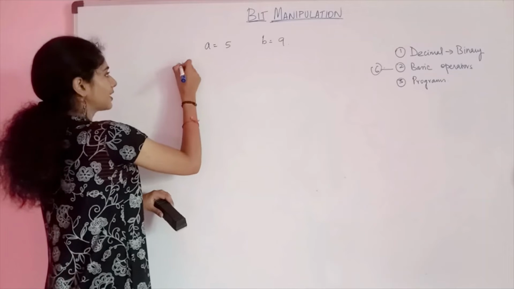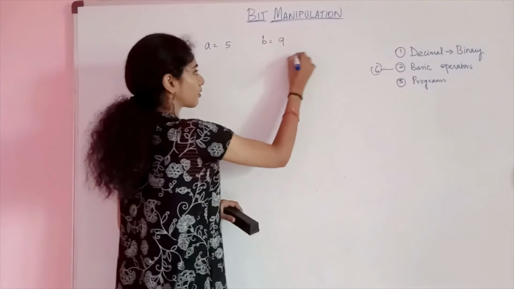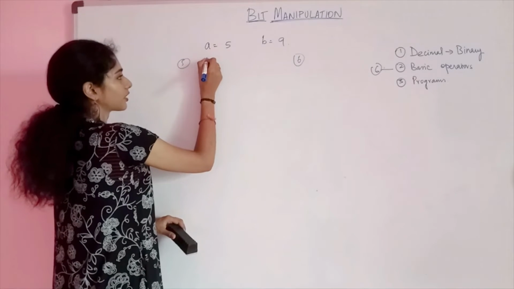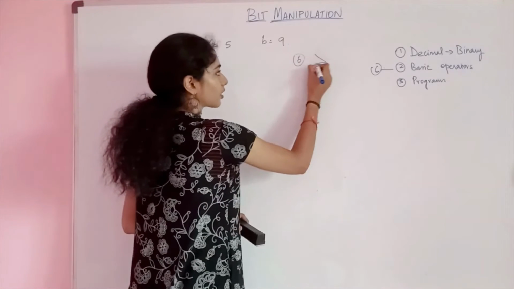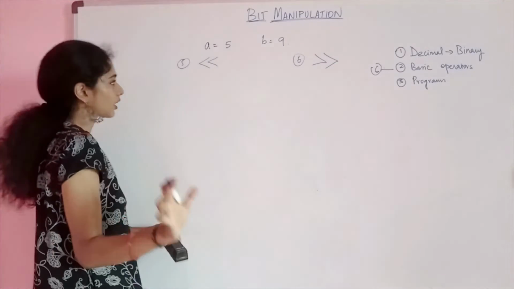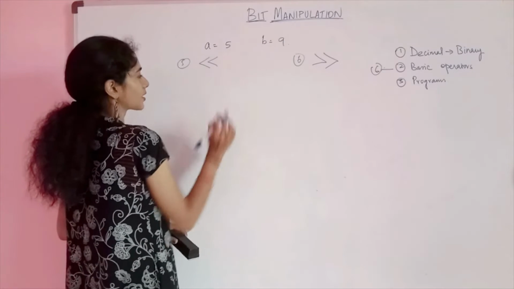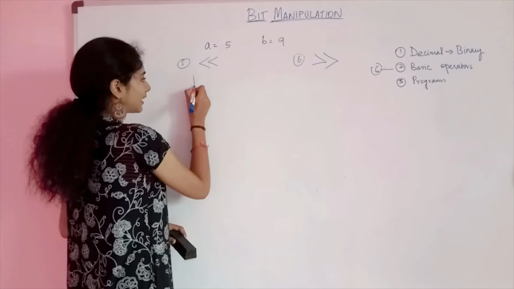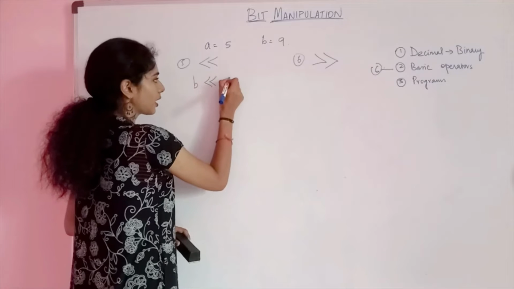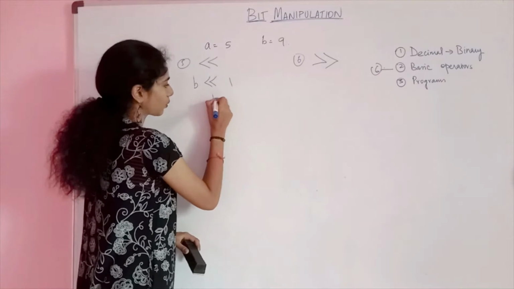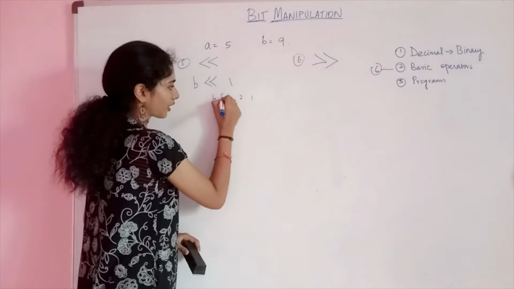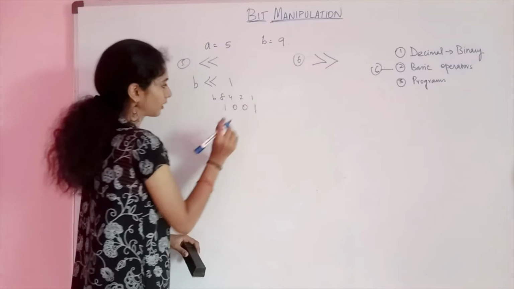Alright. Next, 5 and 6 are more or less similar to each other. One is the left shift operator. The other one is going to be the right shift operator. So let's consider B. If I say B left shift by 1, how can B be written? B is nothing but 9. So again write 1, 2, 4 and 8. It's 1, 0, 0, 1.